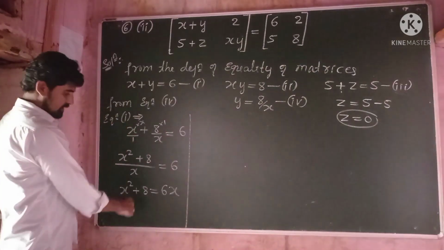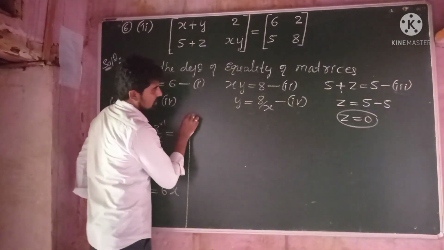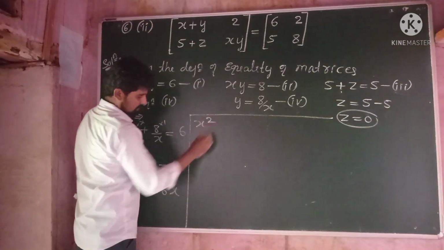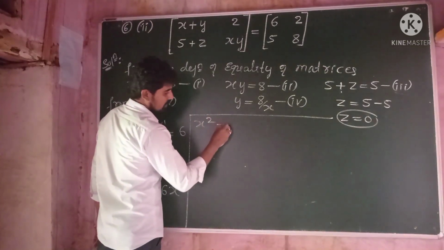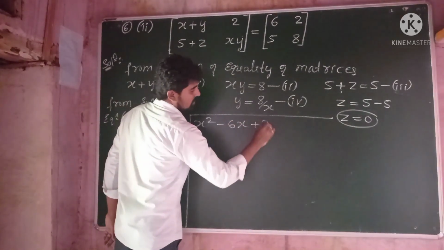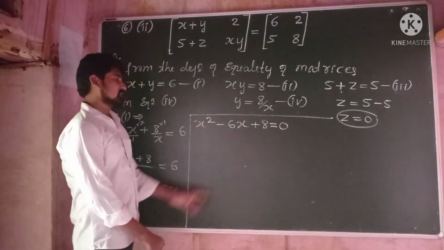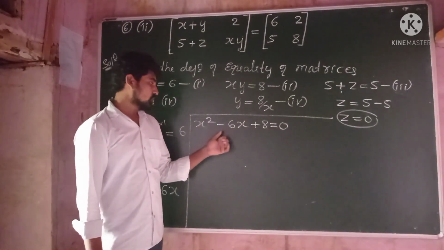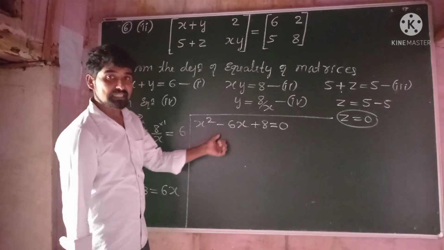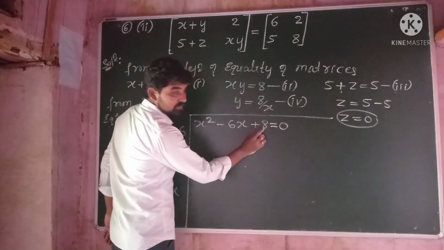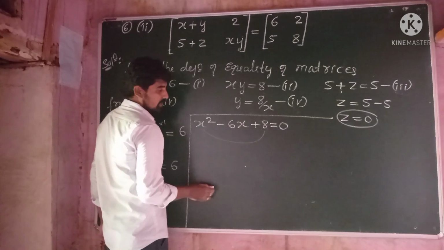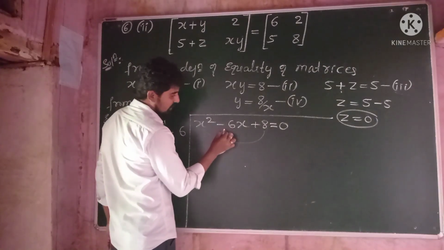Now, this equation can be written as x square minus 6x plus 8 is equal to 0. This is a quadratic equation. So to solve this quadratic equation, we need to consider the factors in such a way that the product of those two factors should be equal to 8x square, and the addition or subtraction of those two factors should be equal to minus 6x.